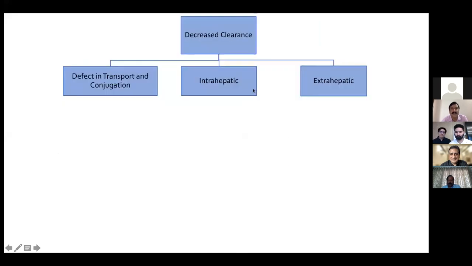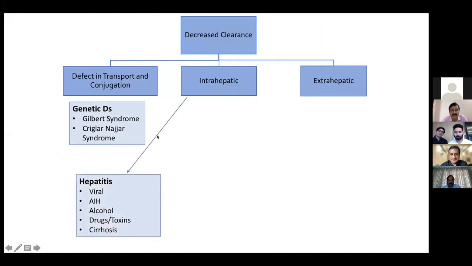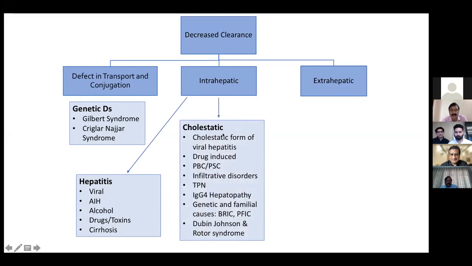So coming to the second one, decreased clearance, in which you can have defects in transport and conjugation. In this, you have Gilbert syndrome or Crigler-Najjar syndrome too, which can present in adulthood. In intrahepatic causes, it can be a hepatitic illness, in which the common causes are viral hepatitis, AIH, alcoholic hepatitis or alcoholic ACLF. And then you have drugs and toxins, and cirrhosis can have a hepatitis and worsening like an ACLF-like presentation. The second form is the cholestatic pattern, in which there can be cholestatic form of viral hepatitis, drug-induced, then PBC and PSC, and certain infiltrative disorders.